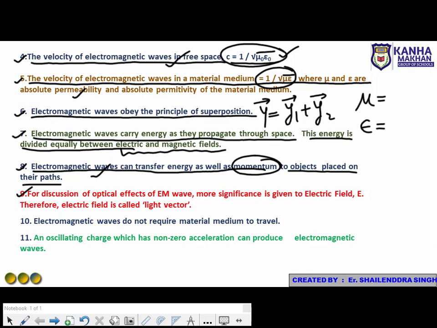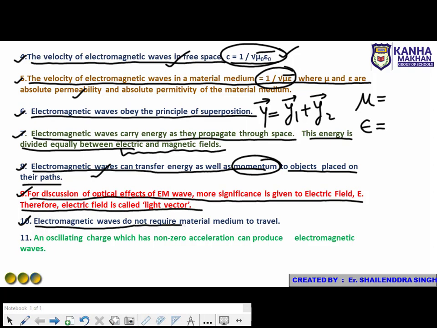And next, the ninth part is here. For discussion of the optical effect of the EM wave, more significance is given to the electric field E. Therefore, the electric field is called the light vector. And the next part, the 10th, is here: electromagnetic waves do not require any material medium for their propagation. They can travel without any medium.